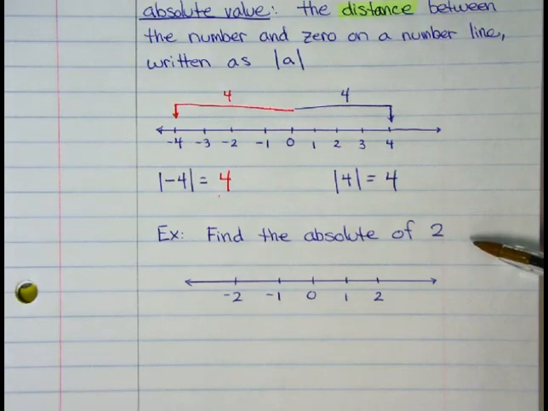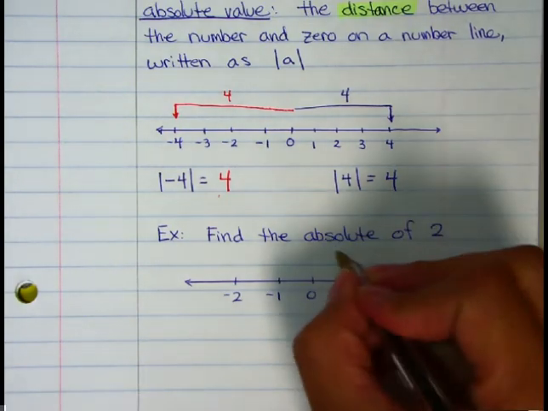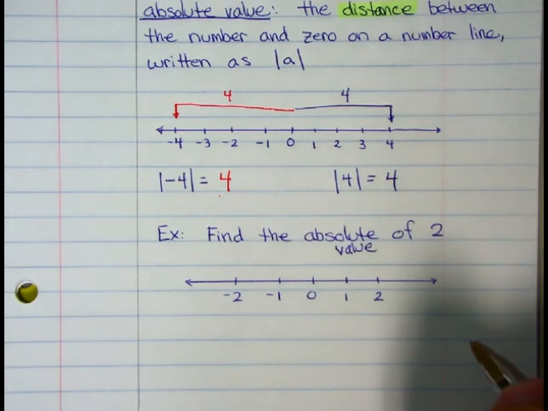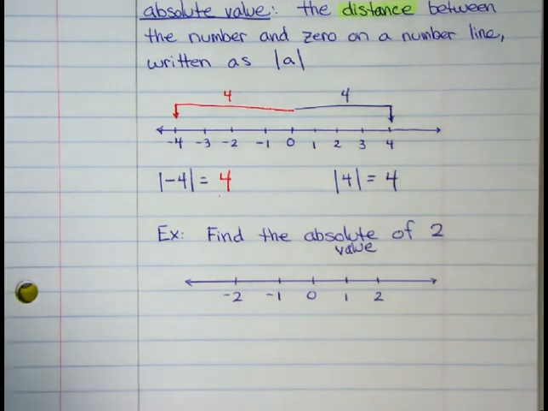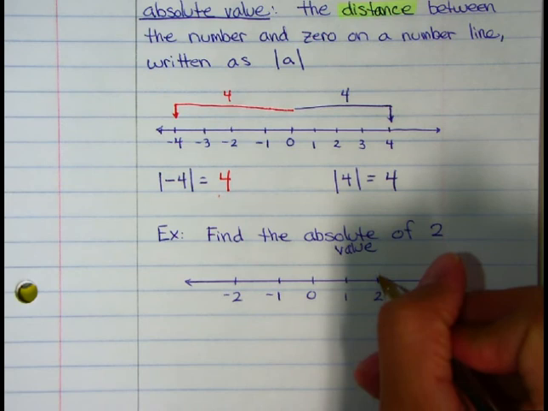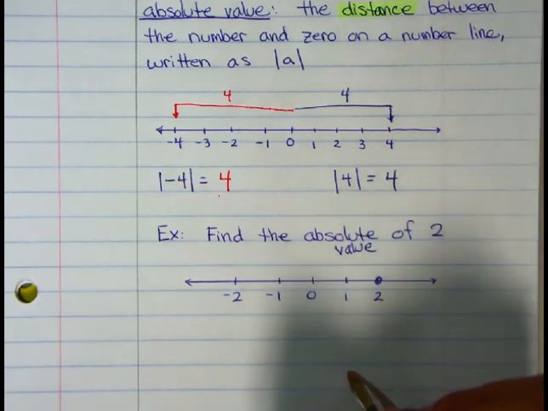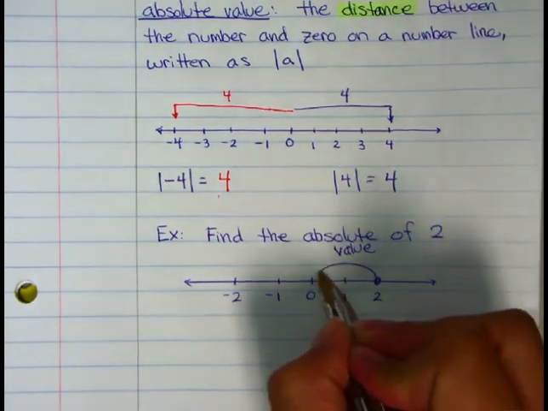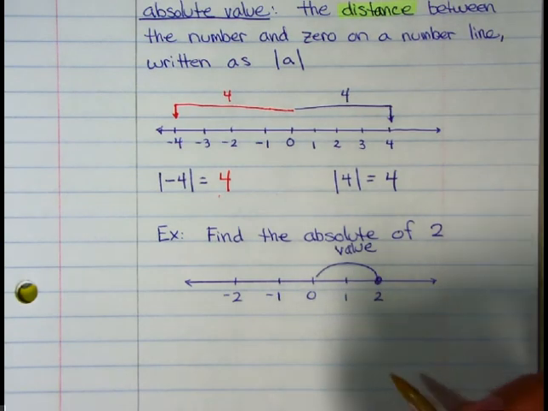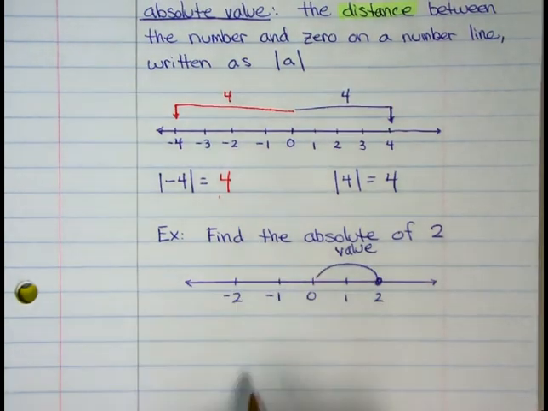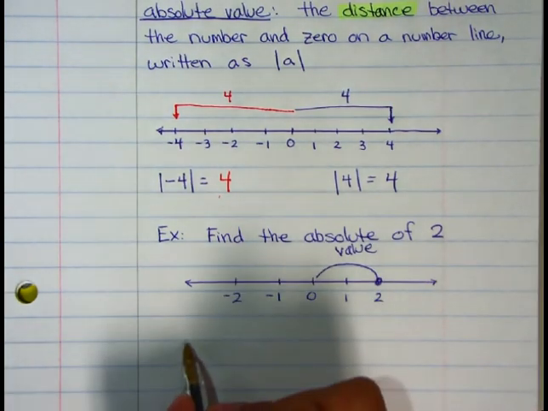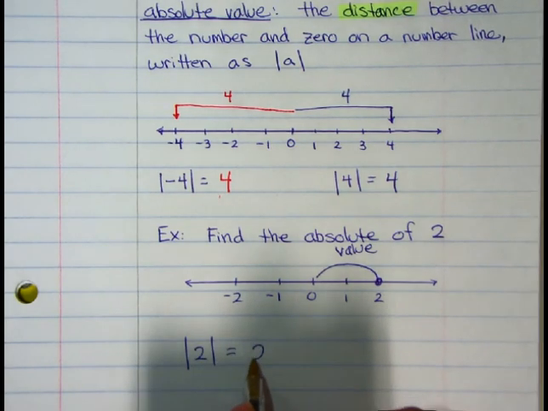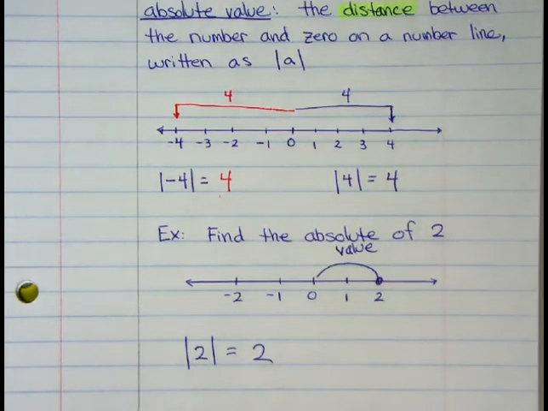The next question is to find the absolute value of 2. So if I start at 2, how far away is that from 0? You would say that it's 2 spots away. Your answer there would be 2. You would write it mathematically using the vertical line. So you say the absolute value of 2 is equal to 2.